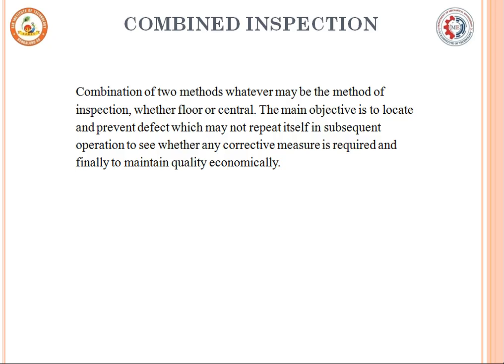By doing floor as well as central inspection, you'll be able to take corrective measures when and where needed, and economically also it is minimized. How economically it is minimized means in terms of overall cost given to the customer and product to the company, both aspects are taken care of. By doing combined inspection, you may not repeat the operations again and again. A better manufacturing process is defined for the operator, so that corrective measures are done at the initial stage only, so that the defective parts at the end are minimized.